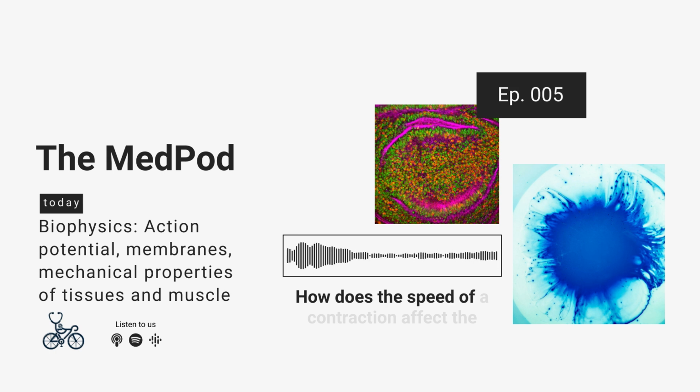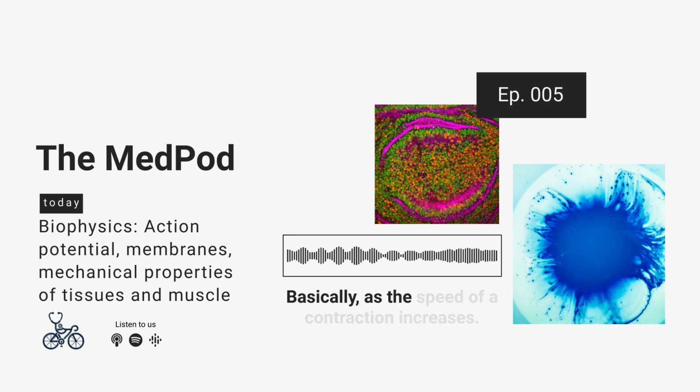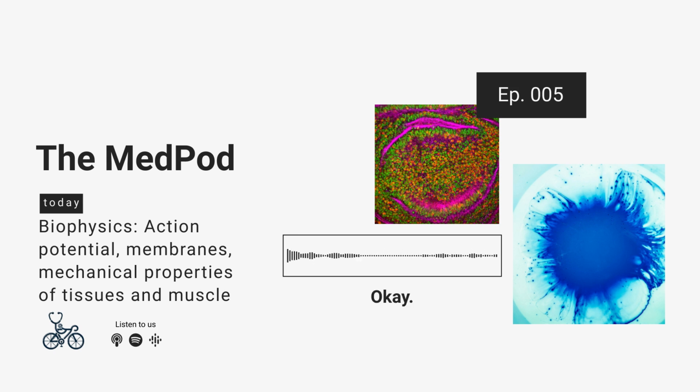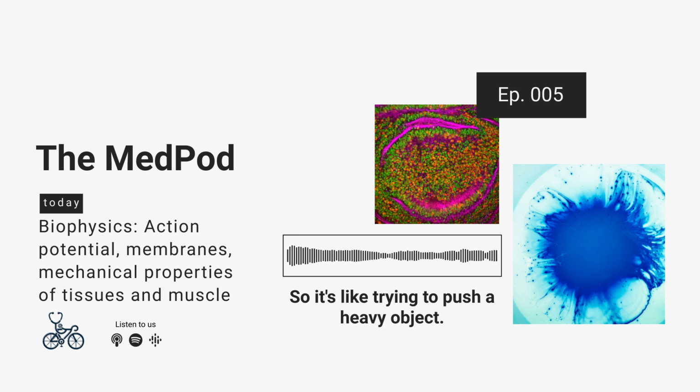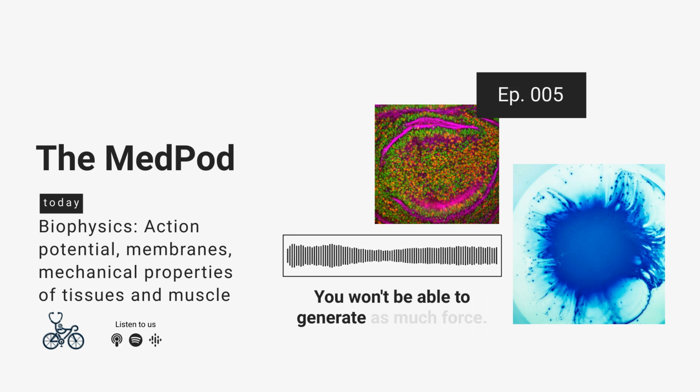How does the speed of a contraction affect the force a muscle can generate? That's described by the force-velocity relationship. Basically, as the speed of a contraction increases, the force it can generate decreases. So it's like trying to push a heavy object. You can move it slowly with a lot of force, but if you try to push it quickly, you won't be able to generate as much force.